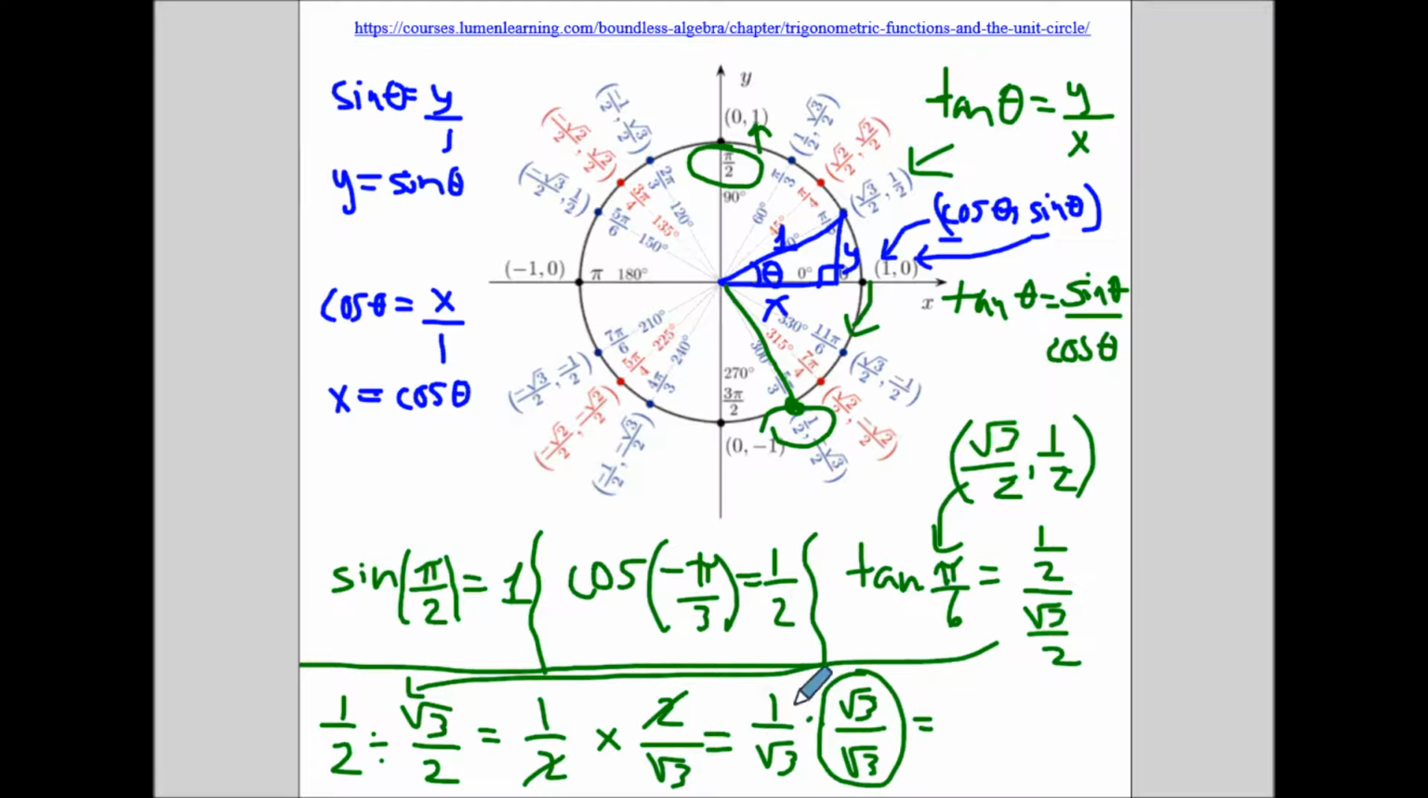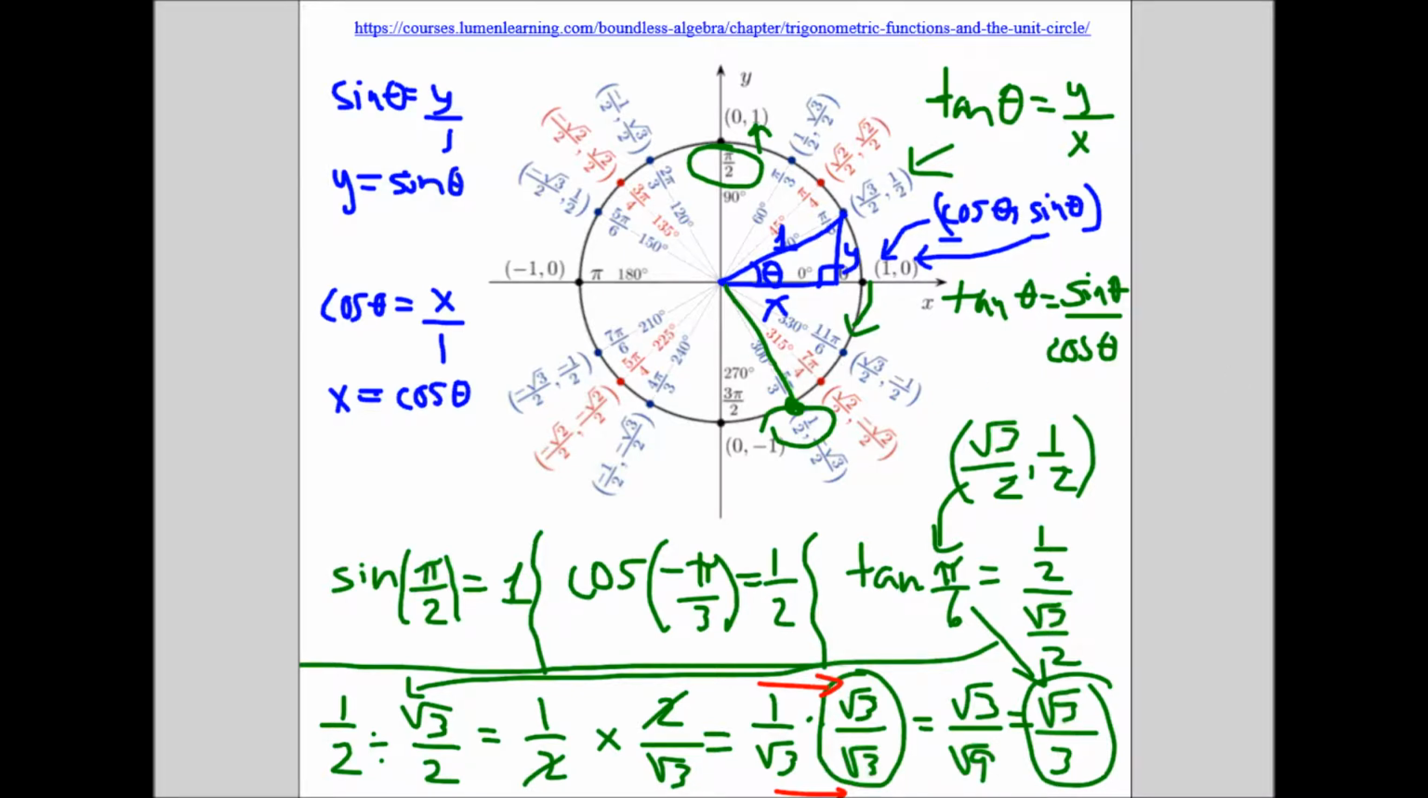So what happened is, when we multiply fractions, we multiply the top with the top and the bottom with the bottom. So on the top we would have square root of 3, and on the bottom we would have square root of 9. Now square root of 9, we know that is the same as 3. So our answer for tangent of pi over 6 would be square root of 3 over 3.